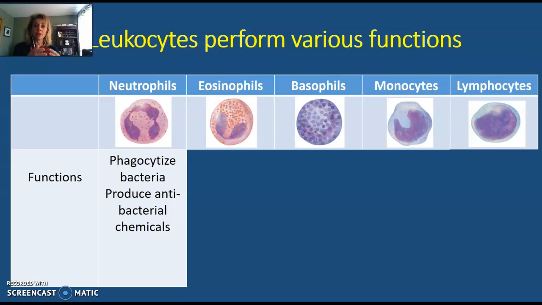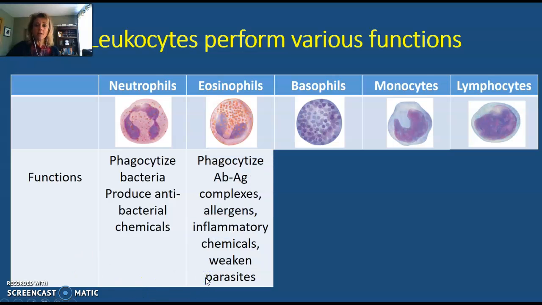And those chemicals are going to bind to and lyse or kill the bacteria that are there. Eosinophils are going to phagocytize antibody-antigen complexes. One thing that antibodies do, which is very similar to the transfusion reaction that we were just talking about, is that if there are a lot of bacteria, for instance, in an area, then the antibodies will kind of clump them all together and form a big clump.